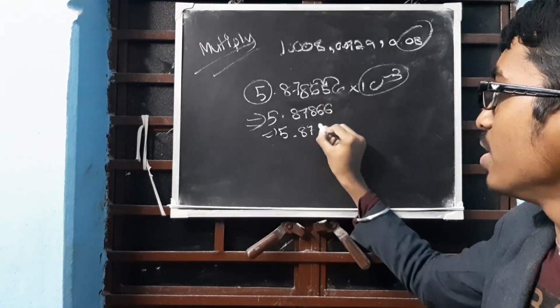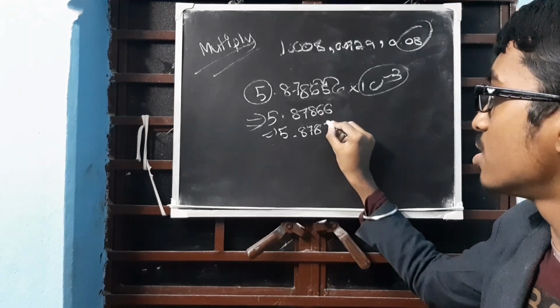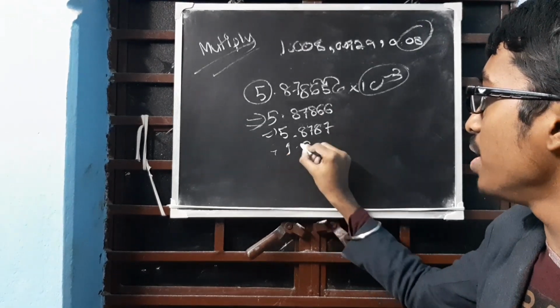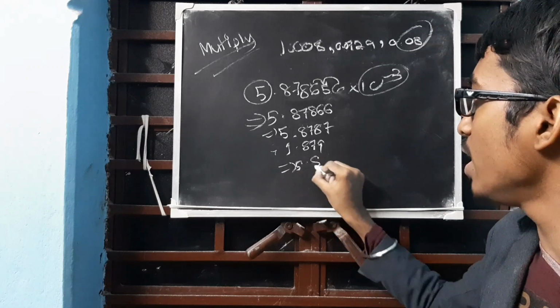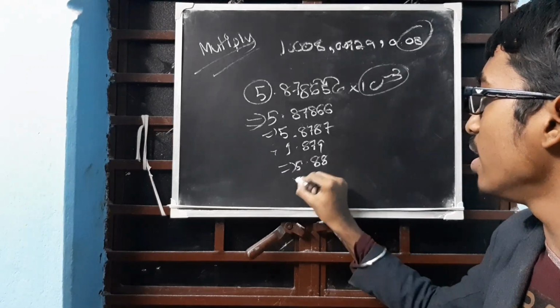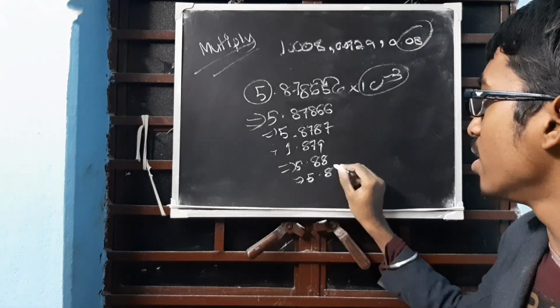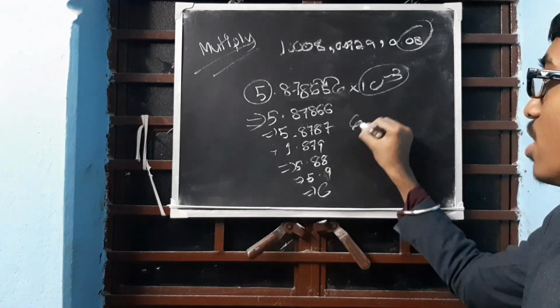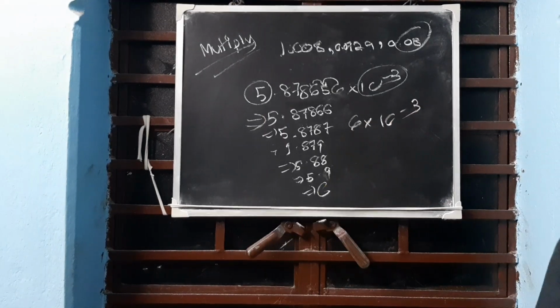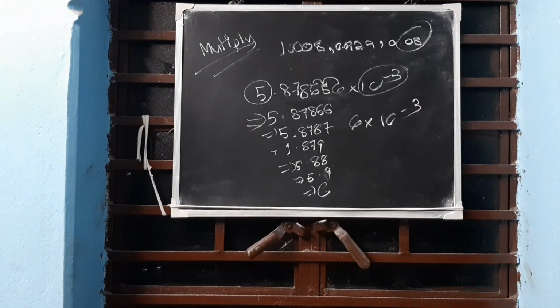Then 8, 7, 8. This 6 will make this 6, 7. Then 5.879. Then 5.88. Then 5.8. No, sorry, 5.9. Finally, your answer is 6. So your answer is 6 into 10 to the power minus 3. Understood or not understood? This is the answer.